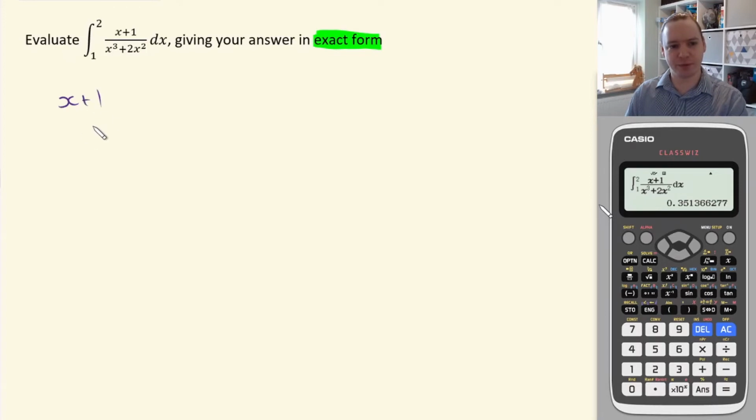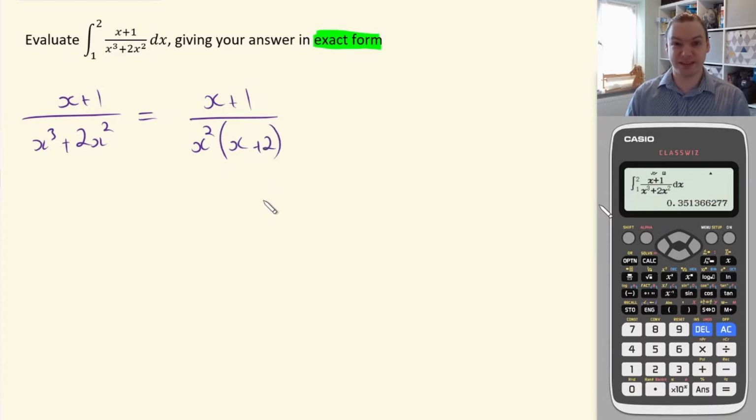I have x plus 1 over x cubed plus 2x squared. Step number 1 is I need to factorize the denominator. Now, this time it's not a quadratic, it's not going to go to 2 brackets, but I can see that it has an x squared in both terms, and then x plus 2. And actually that's sufficient for dealing with it in partial fractions.